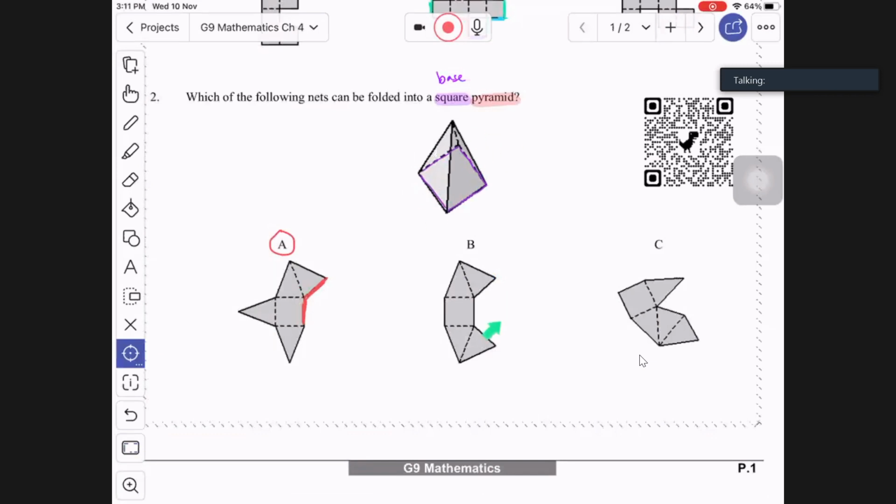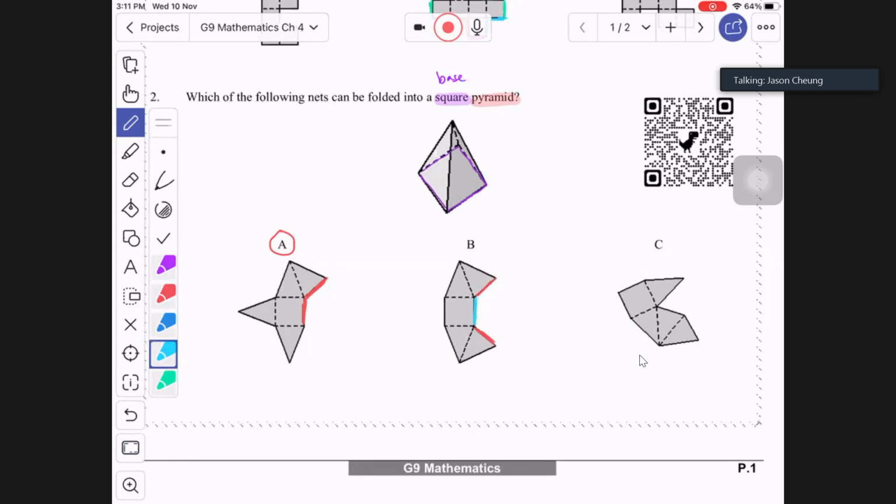So B is not correct, because we can see that when we try to fold it, this side and this side both of them will go to this side, which results in an overlapping plane, right?